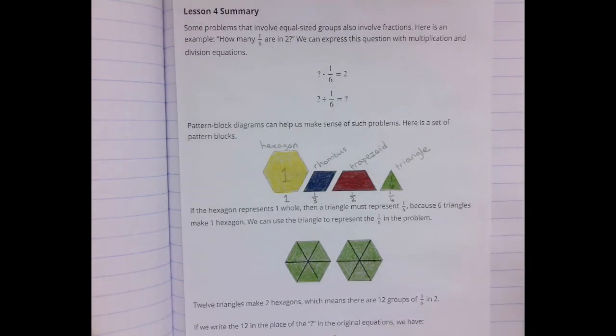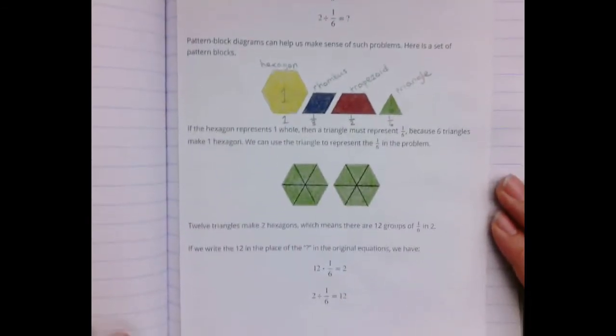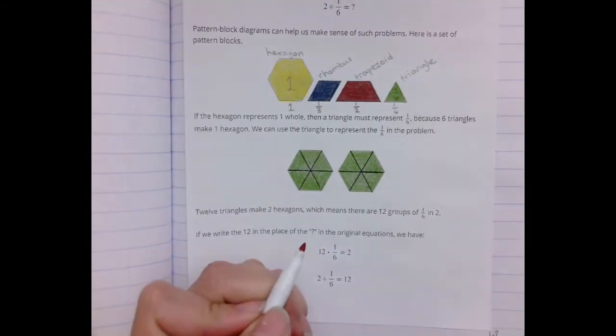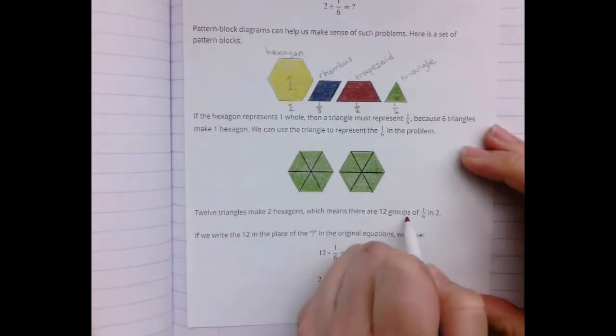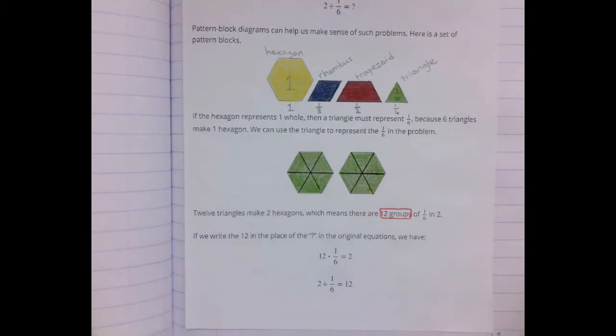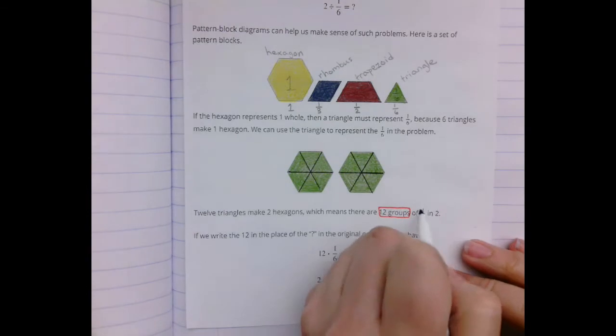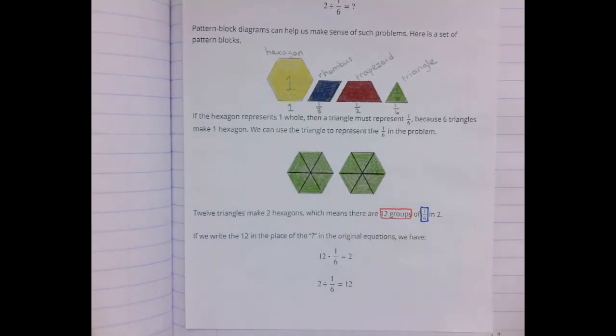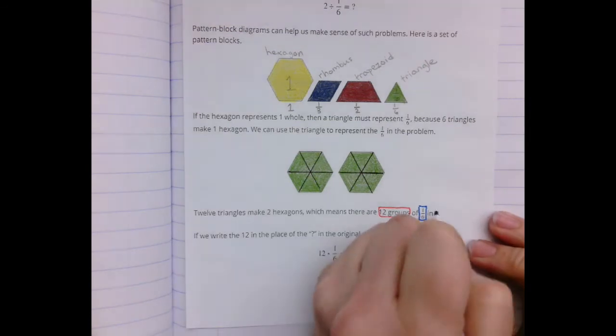I'm going to go back to my handy dandy red, purple, and blue now. So my number of groups we said was red, so I have 12 groups. And how much is in each group? Each group has 1/6. And that gives me a total of 2.